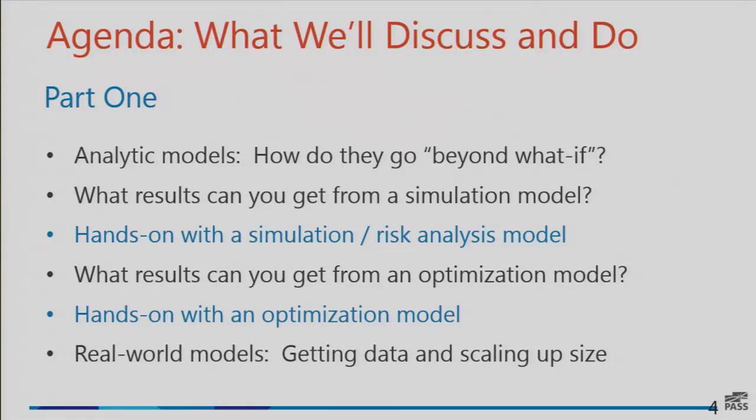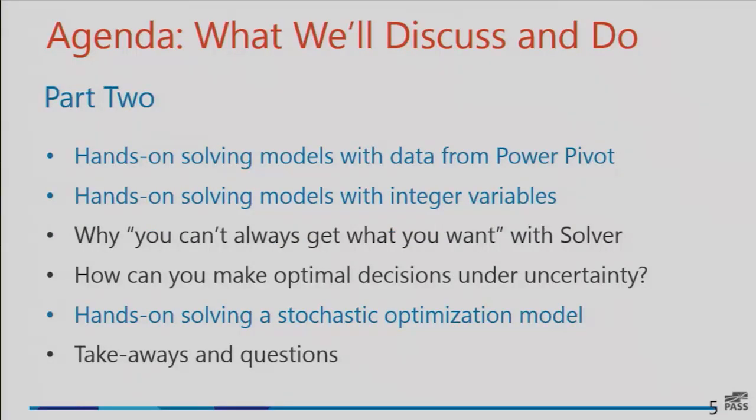And then we'll go hands-on with three simple but different types of optimization models and applications. These will be small models for illustration purposes. Then we're going to talk a little bit about real-world models, which are typically larger and involve more data. So we're going to talk about getting the data. That's where we're going to use Power Pivot in the spreadsheet data model, and scaling up in size. Then we'll dig in with a model that is getting its data out of the spreadsheet data model, where there's actually 2.4 million rows in the major fact table.